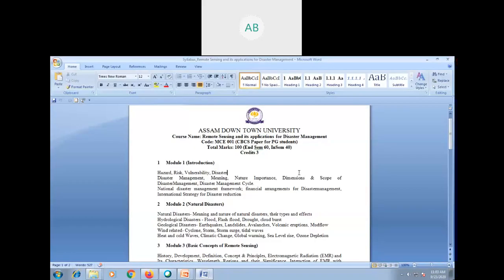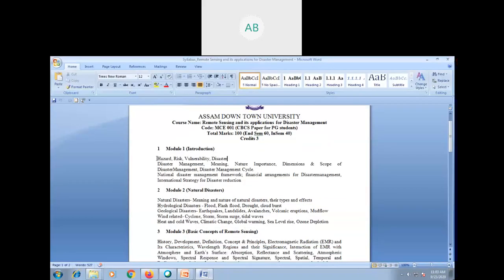If I look at the syllabus here, we are still discussing these things: hazard, risk, vulnerability, disaster. Then we go to disaster management. What is disaster management? Why is disaster management important? What is the main goal of disaster management? Then dimensions and scope of disaster management. That means if you really study disaster management, where can you fit right now? And what are the four steps of the disaster management cycle? Disaster management is actually a cycle, and later on you will understand.